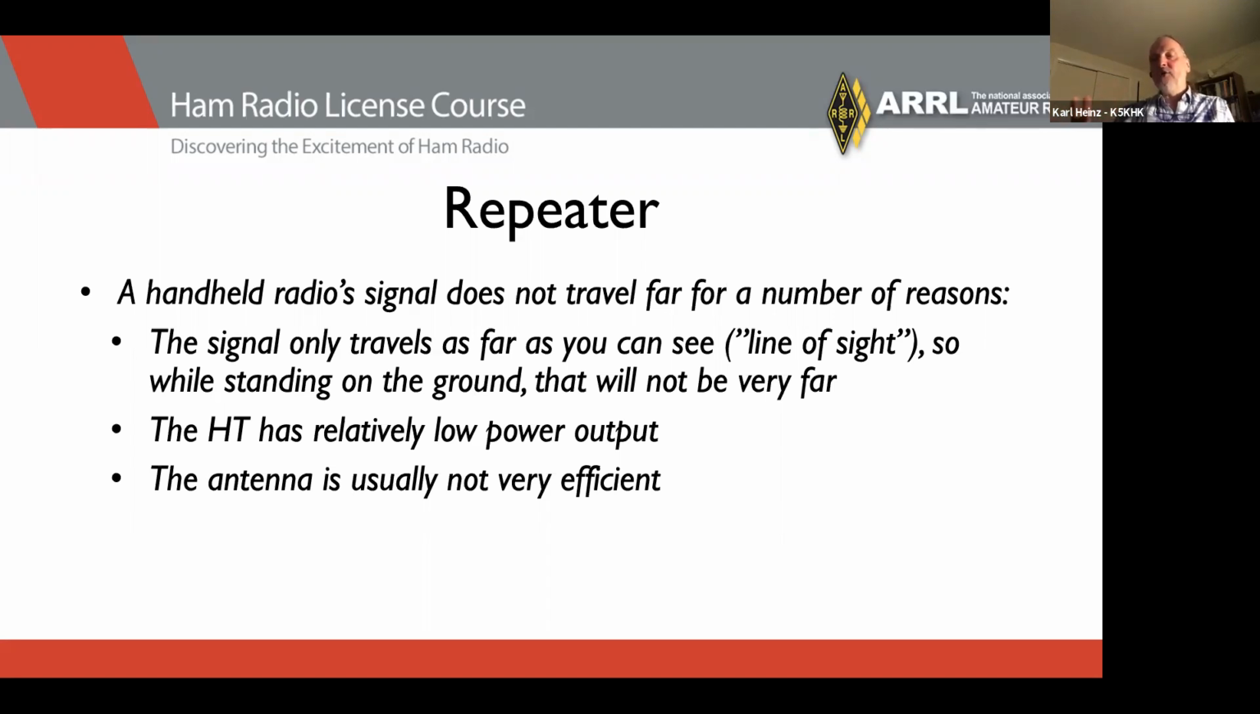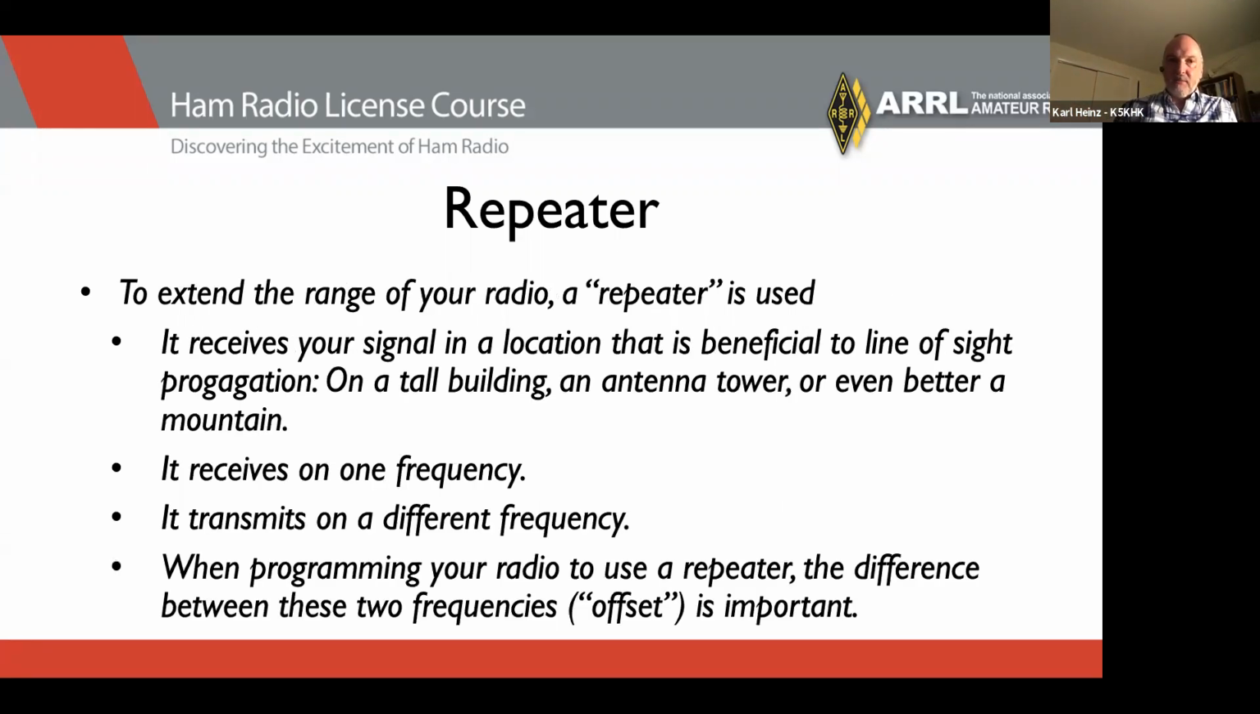So how do you talk to somebody from one end of town, across town, to the other end of town? Or from up here in Rochester down to Naples, you use a repeater. What is a repeater? A repeater is a more powerful radio in a very good location that's beneficial to line of sight propagation. Usually a mountaintop, on a tall tower, on a tall building.